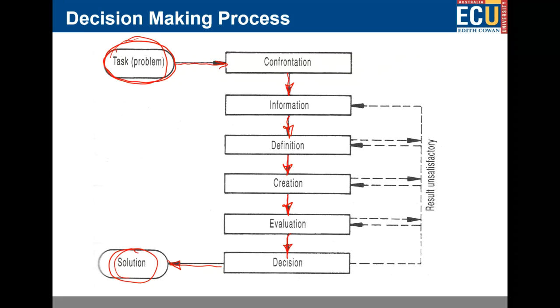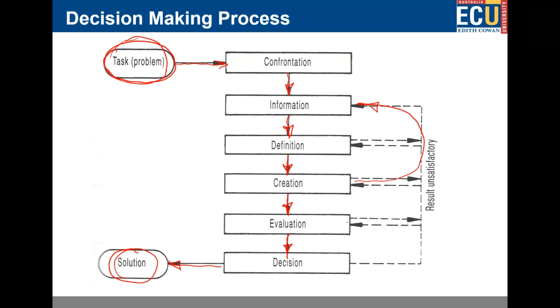Now, one thing you'll notice is that there's lots of arrows here going backwards and forwards. What you can find is that you could get to the problem definition and creation phase, and you find that your problem could be overdefined, and you can't actually create any solutions. So then you'll go back to the information and redefine your problem, and then it could be too vague, so you have to go back, etc.